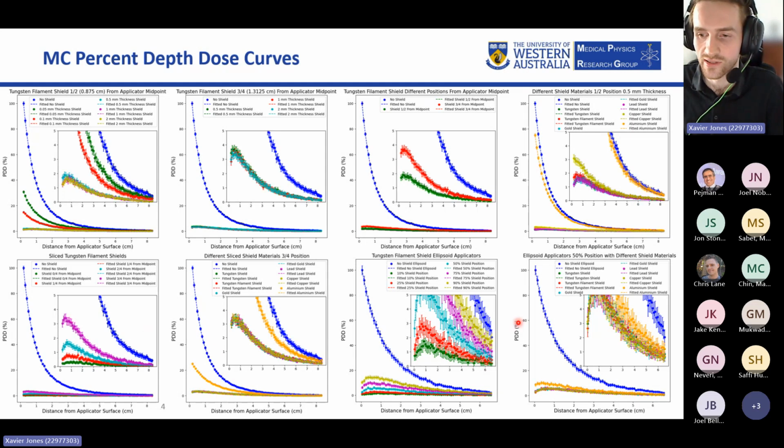The 6th and 8th plots also show the similar effects of materials that the sliced and embedded shields showed earlier for the sliced and ellipsoid applicators respectively, whilst plot 7 shows the effect of position on PDDs for the shielded ellipsoids. Each PDD plot here provides a means of further characterizing each applicator's dose distributions.